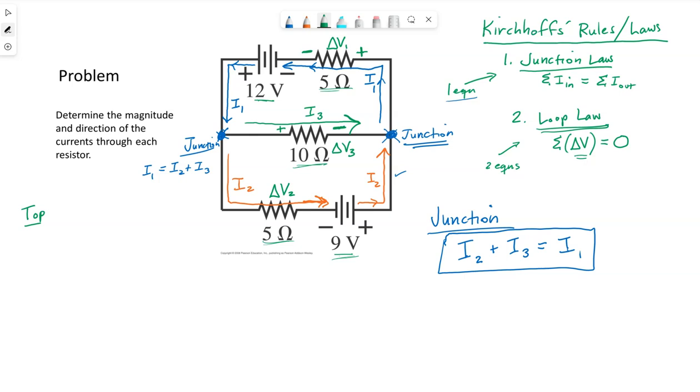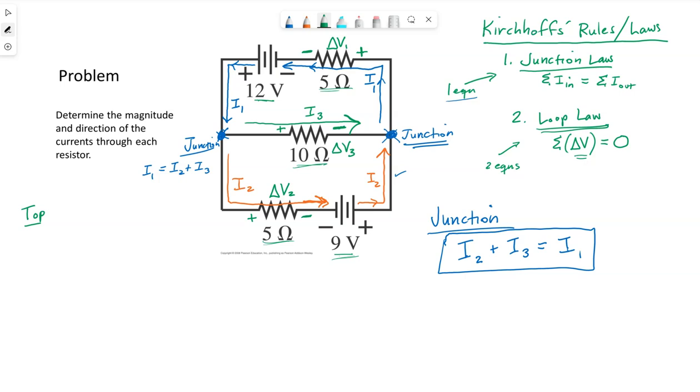For our bottom 5 ohm resistor, we have current drawn to the right. This right side has to be low. The left side then will be high. So that's just based off of the traditional definition of current. It would be the same as the electric field.